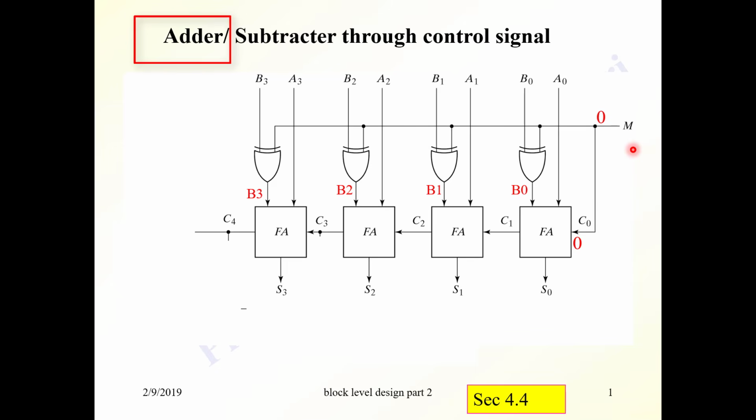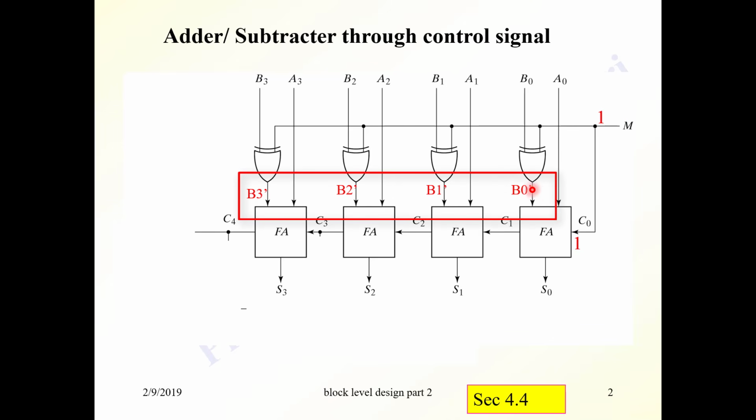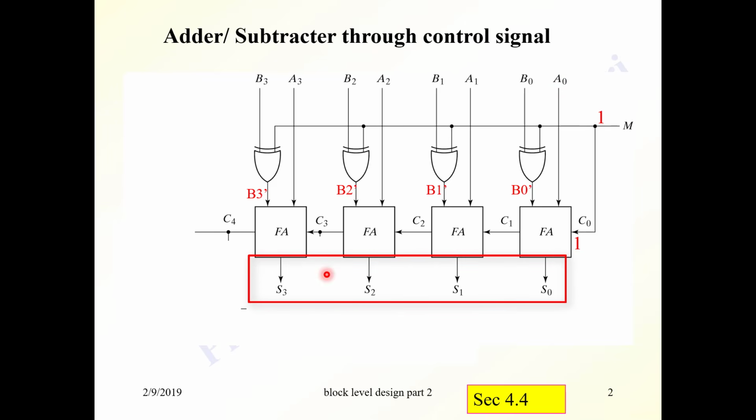Now if we change M into 1, what happens? Here we have B bar instead of B. Here we have B0 bar. Here we have B1 bar, B2 bar, B3 bar. So we have the ones complement here, and this C0 is equal to 1. So what happens is that we have the 2's complement of B added to A, which means the output here is equal to A minus B.